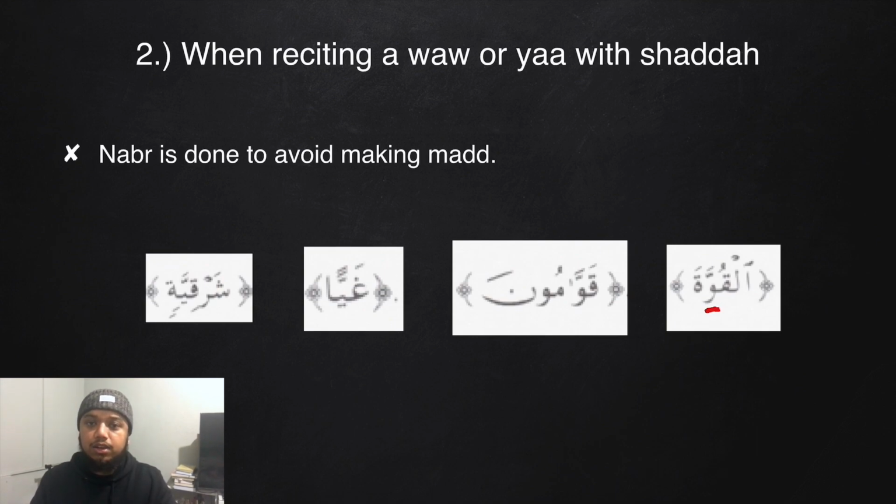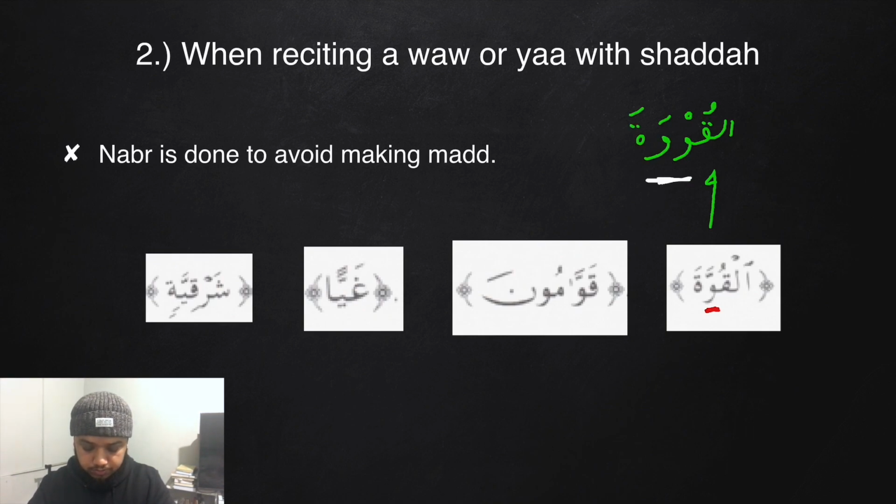Al-quwwa. If I break it down, in this example here we have 2 waws. We have a shaddah. It's very easy to say al-quwwa. If we don't do the nabr, if we don't raise our voice and emphasize the fact that there is a shaddah here, meaning that there are 2 letters, it is very easy to make mad.